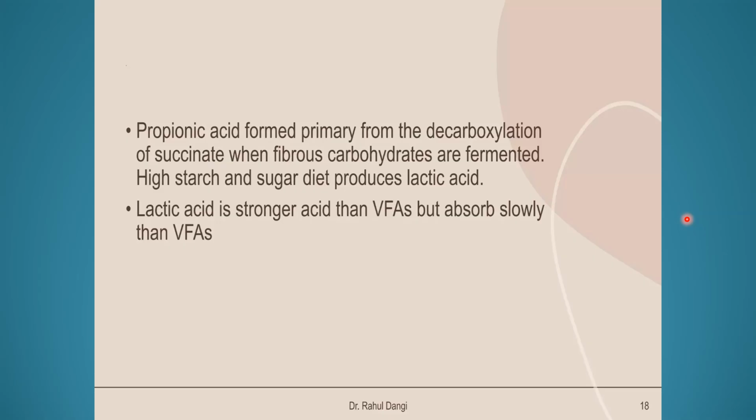The propionic acid is formed primarily from decarboxylation of succinate when fibrous carbohydrates are fermented. Whereas a high starch and sugar diet produces lactic acid. If simple carbohydrates are administered to an animal, they are converted to lactic acid, and that is called lactic acidosis, one of the most dangerous conditions, especially in cattle.